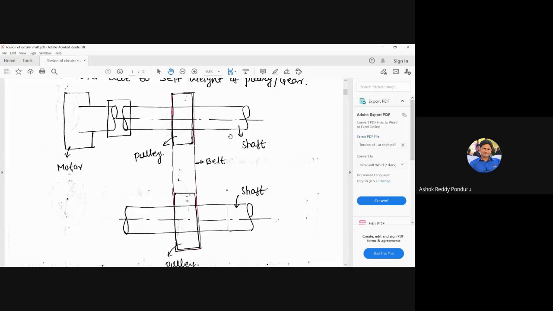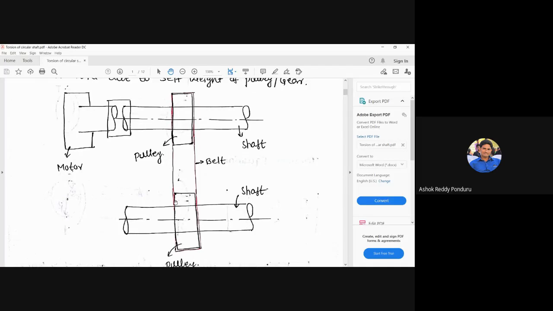We can observe here, while transmitting the power, the shaft is rotating. How is the shaft rotating? On the shaft, we can apply the tangential force. That tangential force multiplied by the radius is called a twisting moment. If you apply the tangential force, it tries to rotate the shaft. That tangential force multiplied by radius is called a twisting moment. That is the meaning of that.